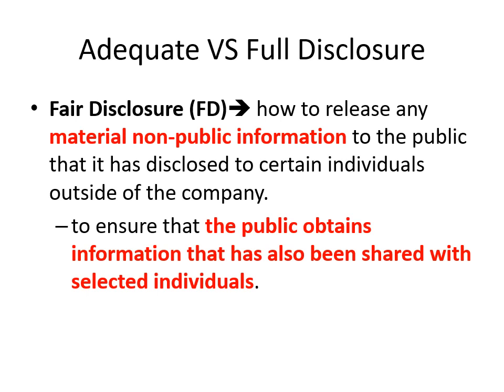Okay, besides adequate and full disclosure, we also have what we call fair disclosure. This type of disclosure is concerned with how to release to the public any material non-public information that has been disclosed to certain individuals outside the company. The purpose of fair disclosure is to ensure that the public can obtain relevant information that has also been shared with selected individuals. So this is what is called fair disclosure.